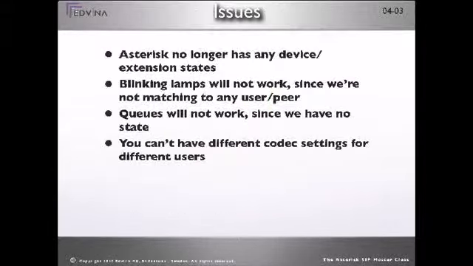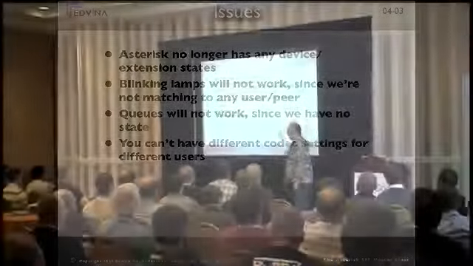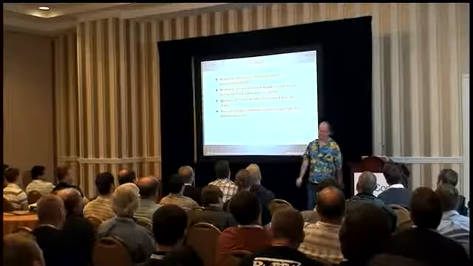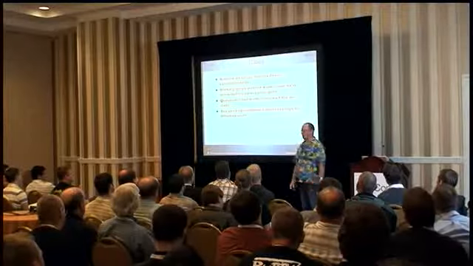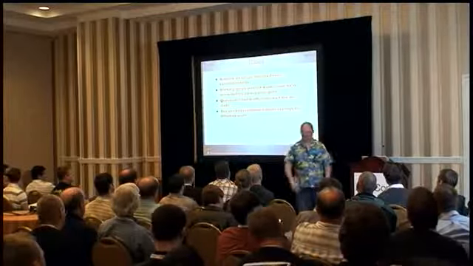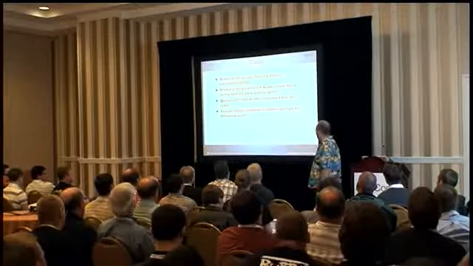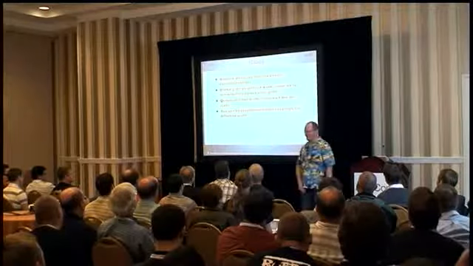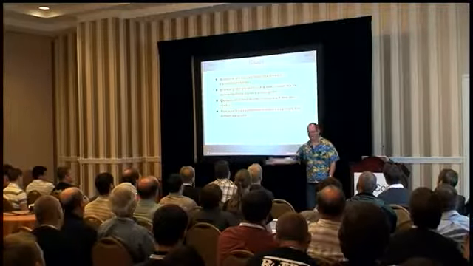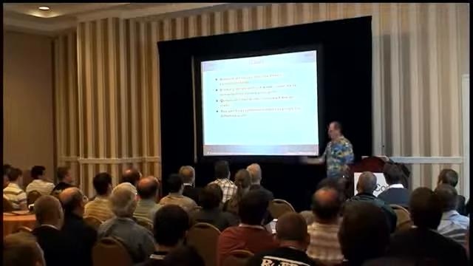So what happened now then? Well, Asterisk no longer has any blinking lamps. And I'm so tired of all these blinking lamps, all the patches and all the support. So get rid of that stuff. Right. You don't need it. Queues will not work since we have no state. Who wants those boring call queues listening to that Allison? Nah, get rid of it. And you can't have different codec settings. No, just give them some lousy iLBC because you don't want them to call you anyway.